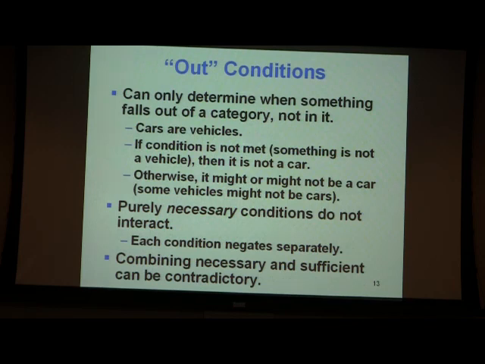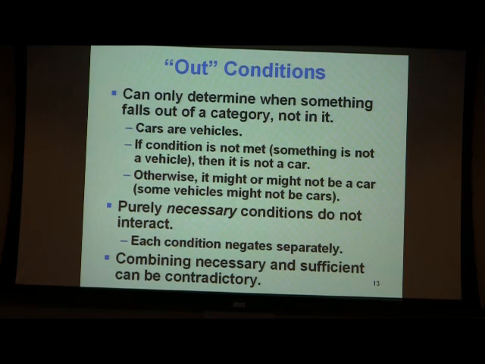And then there's the out conditions, which is a term I use for what we normally call the necessary conditions. These are ones that determine when something's out of the category, but they won't determine whether it's in it. So for example, I say cars are vehicles. Well, this will tell you when something is not a car, because if it's not a vehicle, for example, you know it's not a car. However, it won't tell you that it is a car. Because if you know something's a vehicle, it doesn't necessarily need to be a car. It could be a truck. And again, the necessary conditions don't interact.